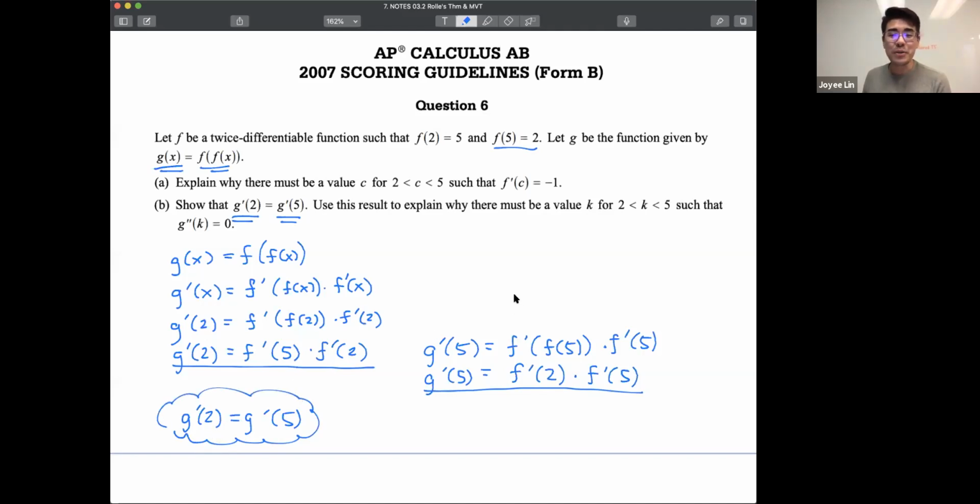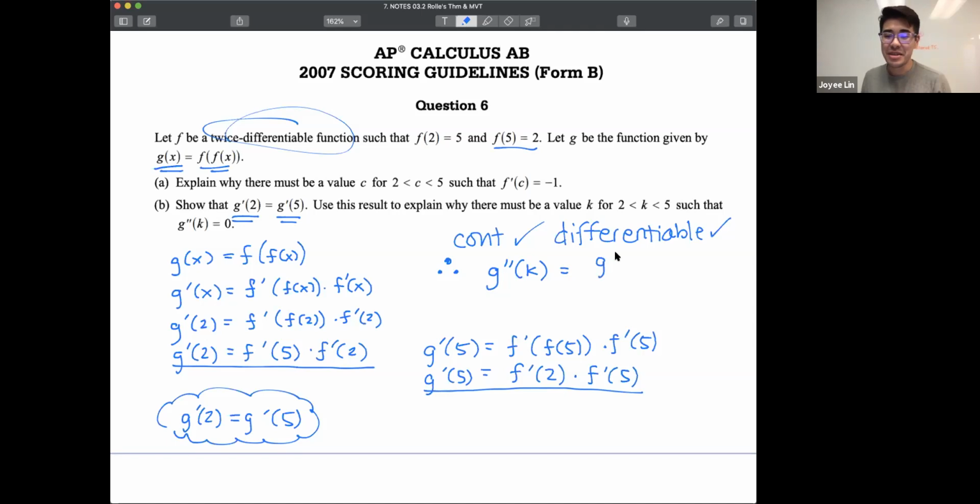And now we can go through that whole step again, right? So what do we need to check? We need to check if it's continuous and differentiable along the domain. So let's see, it says it's twice differentiable, right? So we can say, I'm just gonna use shorthand. So continuous, differentiable. These 3 dots means therefore, g double prime of k equals g prime of 5 minus g prime of 2 all over 5 minus 2 is equal to 0. This is my shorthand notation.